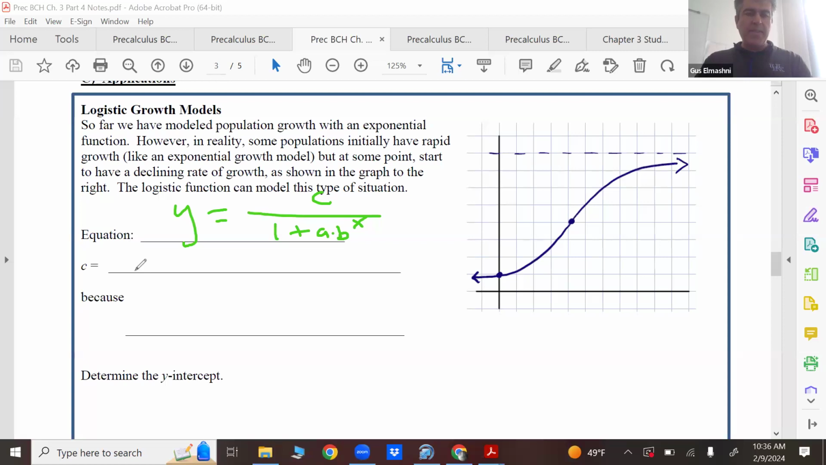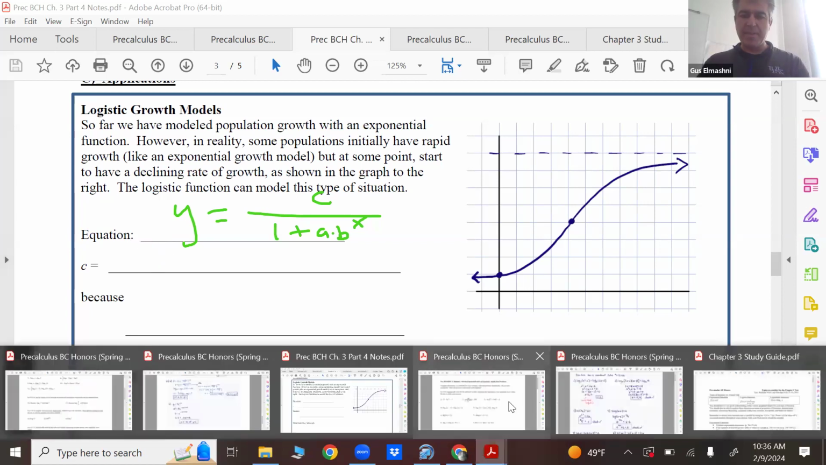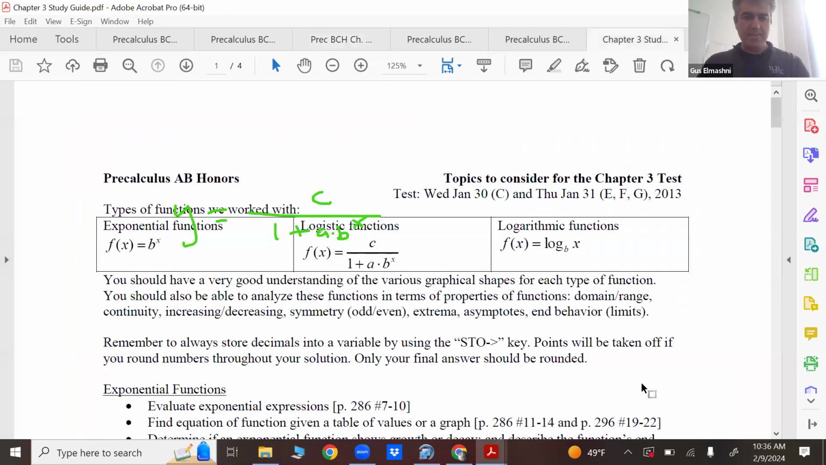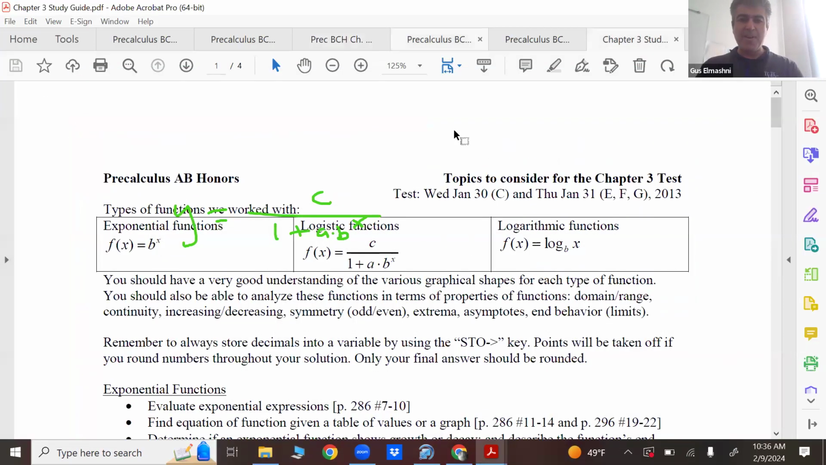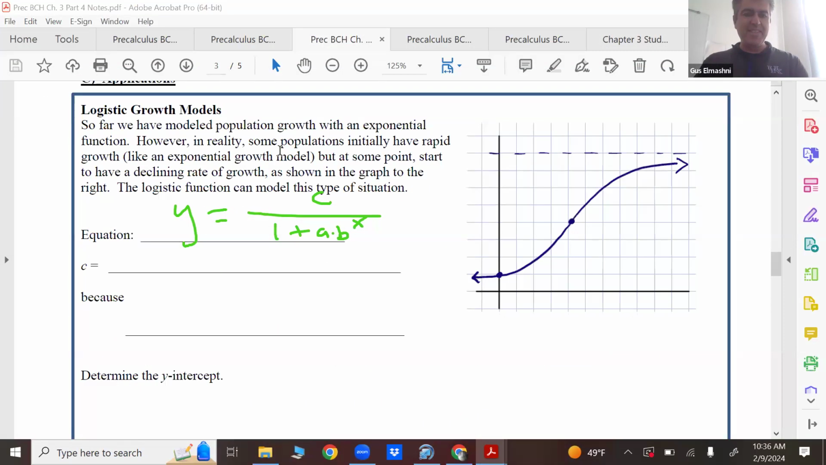So C is kind of like the, what do we call C? It's called like the limiting capacity or something. There's a certain term for it. The limit, maybe. Yeah, okay, limiting capacity. Yeah, okay. I gotta have more faith in myself, guys. I'm sorry. Yeah, I know, right? Thank you.